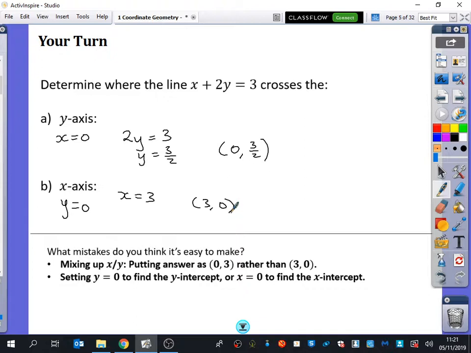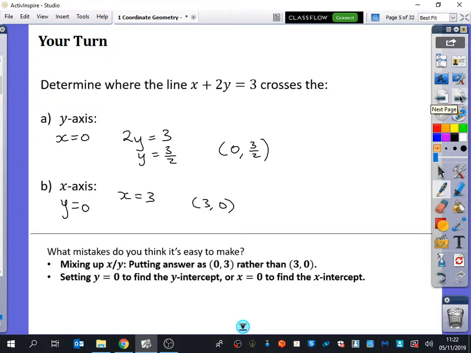I've written down here, because I like to always try and think about what kind of mistakes people might make. What mistakes do you think is easy to make? I've said mixing it up, so putting the answer as 0, 3 instead of 3, 0. Sometimes people could switch the coordinates the wrong way around. And the other mistake is sort of what we've spoken about already, is that if you set y equals 0 to find the y-intercept, or x equals 0 to find the x-intercept, it's the opposite of what you expect it to be. So often I will draw a graph to remind me, oh, crossing the x-axis, the y-coordinate is 0. It's easier for you to remember, it's always like the opposite of what you might expect.